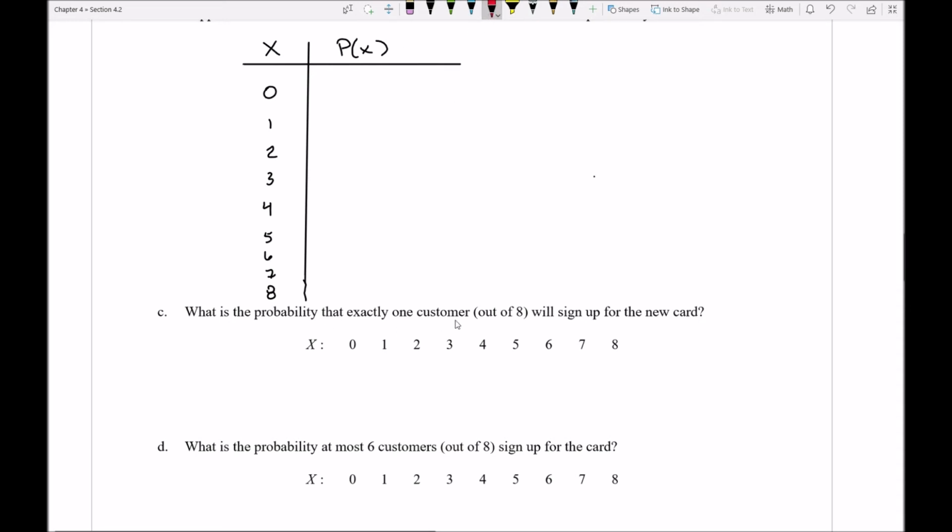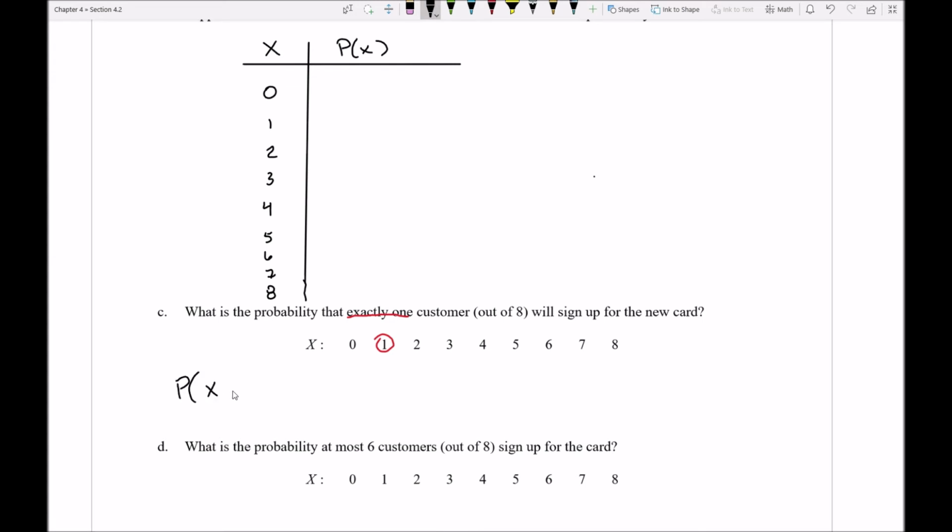Well, what you'll notice here is that I've written out these values of 0 through 8 in a horizontal fashion to save space. And so now I can think about which of these numbers I want to grab probabilities for. Well, if I want exactly one customer, then I want the probability positioned right here in the table. So in order to get that probability, I know exactly how to do this.